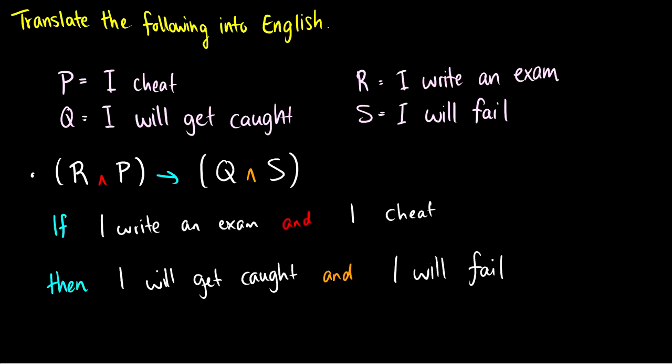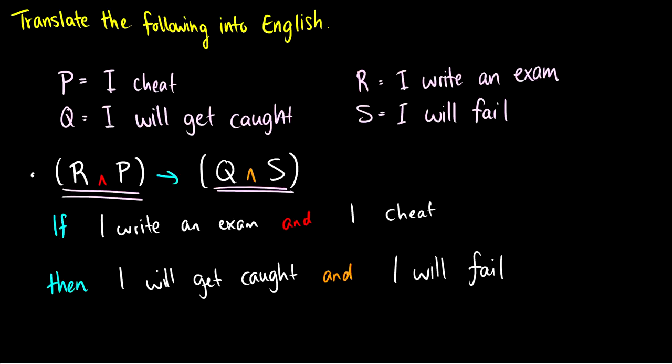And we can kind of see the groupings here. So we can see that R and P are a group together, and Q and S are a group together. So if R and P, then Q and S. And all I did was translate this well-formed formula into English given the keys above.